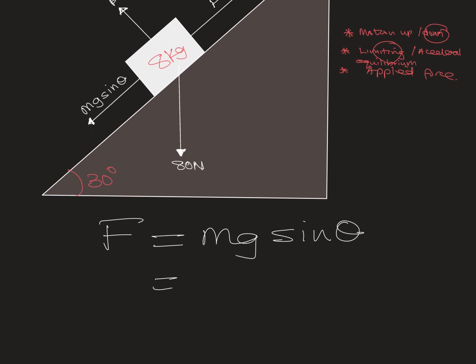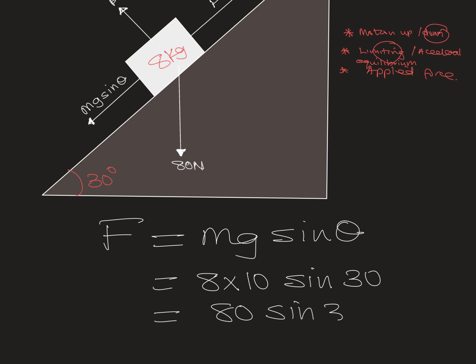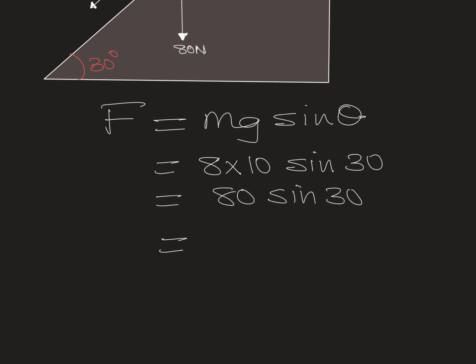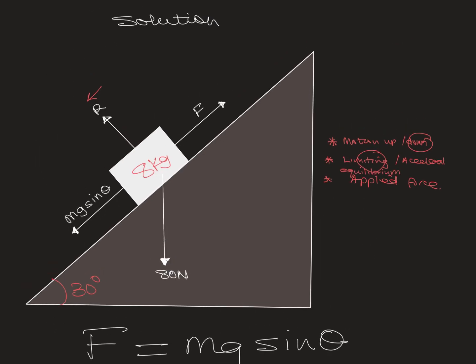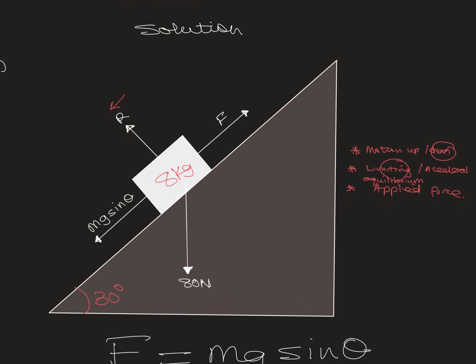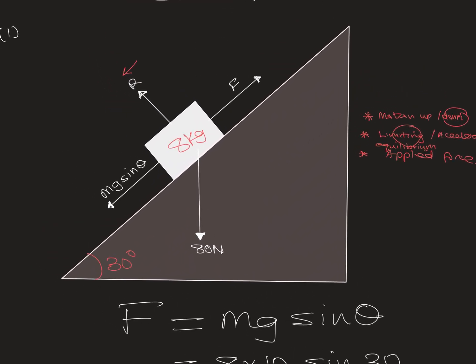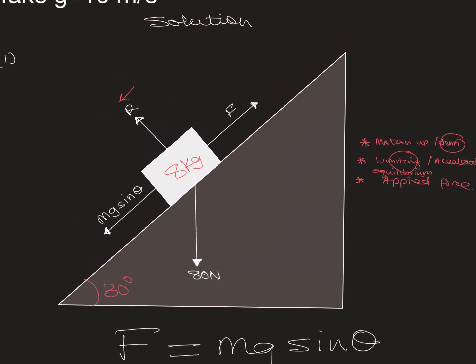So mass is 8, gravity is 10, theta is 30, so that is 80 sine 30, and 80 sine 30 is 40 newtons. So the frictional force has to be 40 newtons to prevent the motion down the plane.